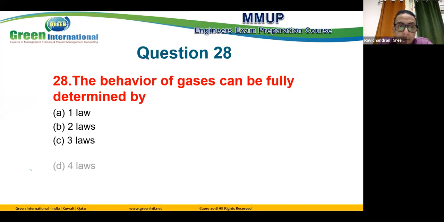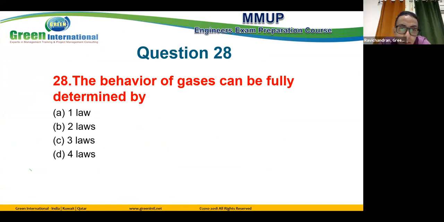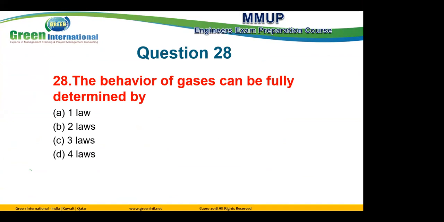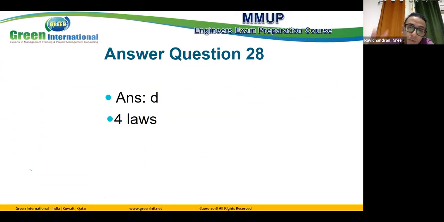The behavior of gases can be fully determined by how many laws? Anyone got an answer? Three laws, which are Boyle's, Gay-Lussac's, and Charles's, but actually we have another one that we studied last session, Avogadro's hypothesis, which is the relation between the number of moles and volume.